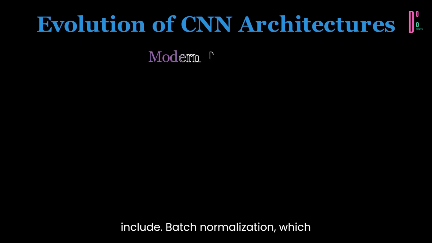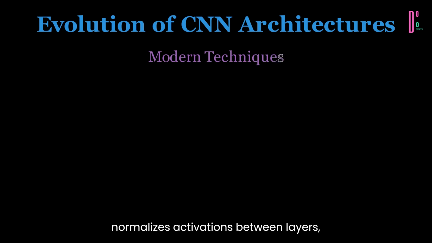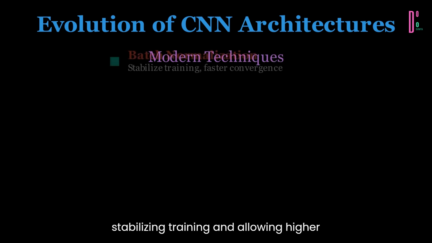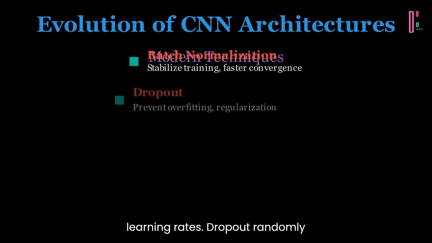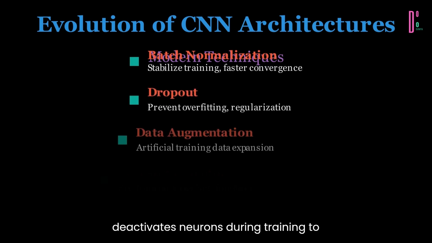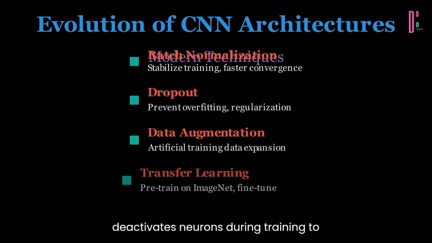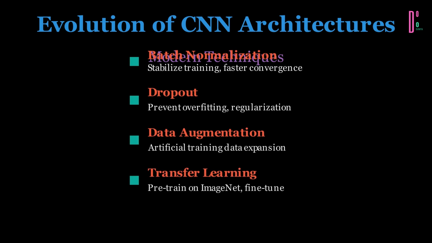Key innovations include batch normalization, which normalizes activations between layers, stabilizing training, and allowing higher learning rates. Dropout randomly deactivates neurons during training to prevent overfitting. Data augmentation uses rotations, crops, flips, and color jittering to artificially expand training data. Transfer learning pre-trains on massive datasets like ImageNet, then fine-tunes on specific tasks with small datasets.